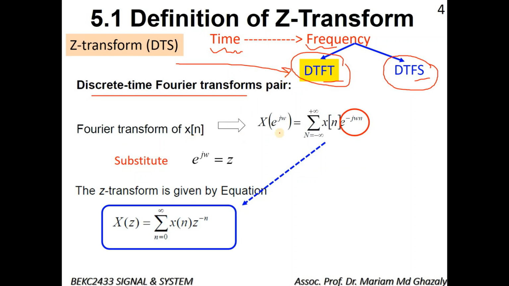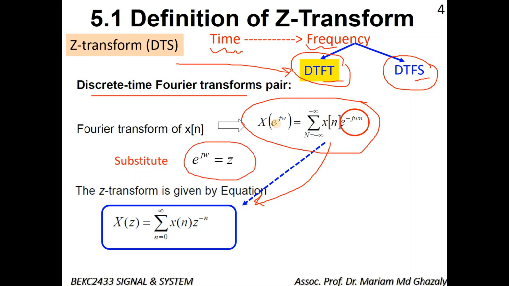If you look back at the equation for the discrete time Fourier transform, you have X(e^{jω}) equal to the summation of x[n] e^{-jωn}. If you were to convert this to the Z transform, you substitute the value e^{jω} with Z. That is where you get the equation of Z transform: X(Z) equals the summation of x[n] Z^{-n}. So this is the equation of Z transform.